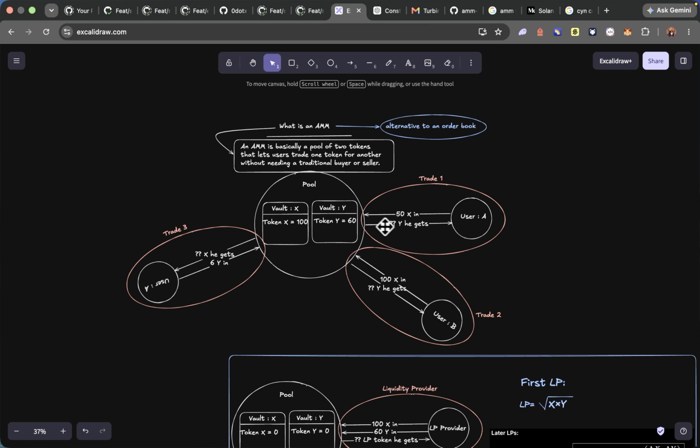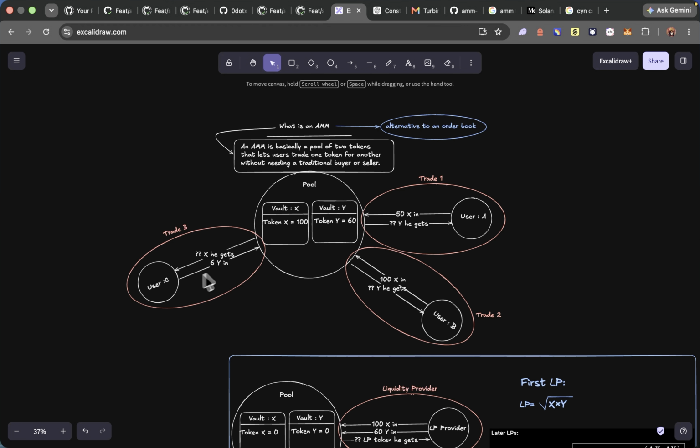Like in the first trade, he'll get some Y tokens, in the second trade he'll get some more Y tokens, user B will get. And after trade 2, the status of the pool will change, right? We'll have even more X tokens. I mean, the supply of X tokens will be even more and the supply of Y tokens would be very less. So he is providing, if you notice, this is user C.